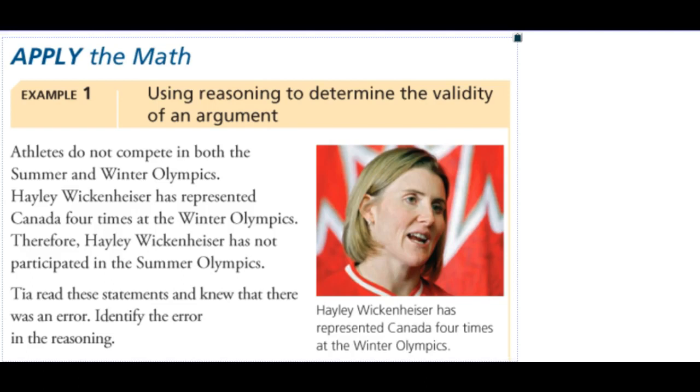So where this proof is invalid is right here in the start. It started with a false statement, which makes the whole proof false, because they said athletes do not compete in both the Summer and Winter Olympics, and that's a false statement because Haley Wickenheiser competed in both, and there are multiple other people that have competed in both. I think it says 18 other athletes have. So starting with something that's untrue creates an invalid proof.